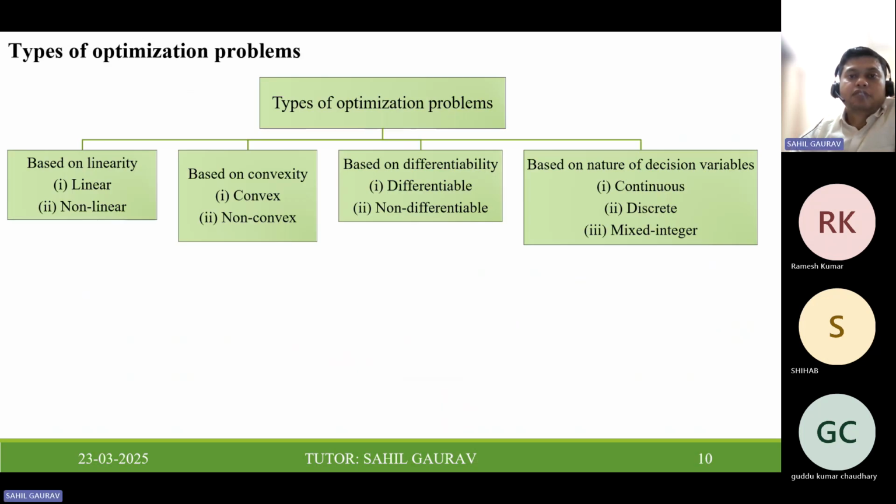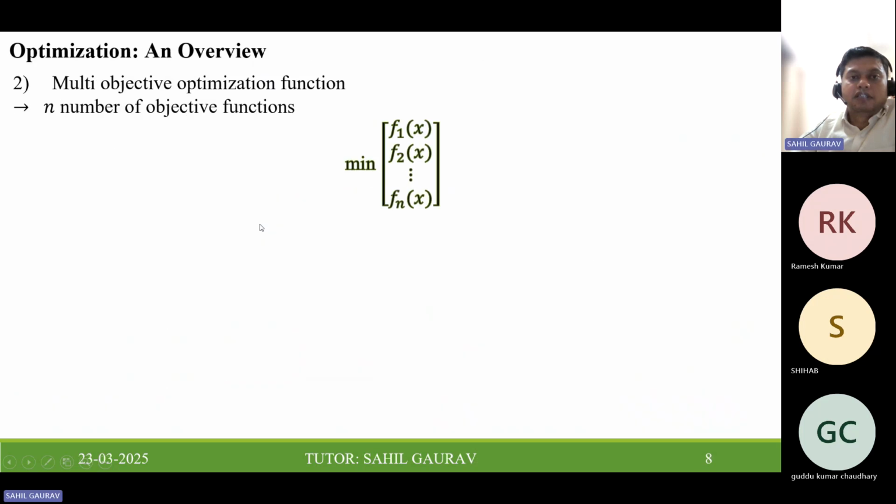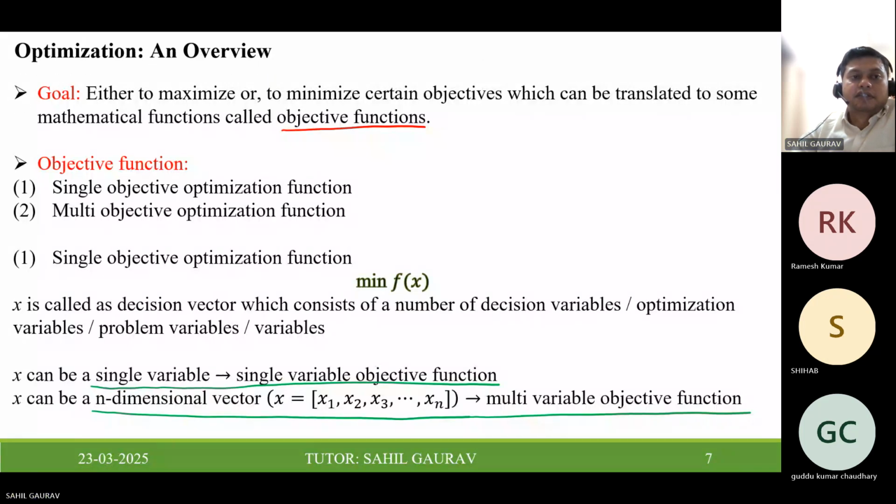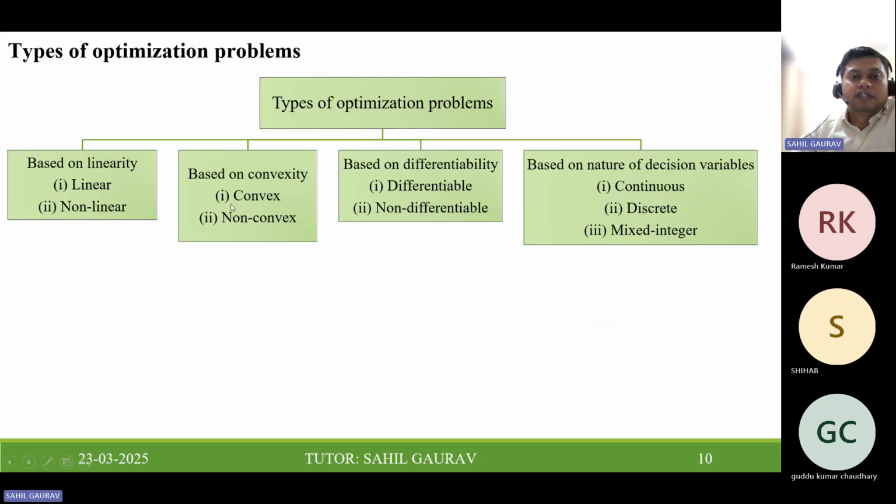Now let us see the types of optimization problems. Based on linearity, convexity, differentiability, and the nature of decision variables, they can be categorized. Based on linearity, we have linear or non-linear optimization problems, depending on the objective function that you need to minimize or maximize. Based on convexity, we have convex or non-convex optimization problems. Based on differentiability, differentiable or non-differentiable optimization problems. And based on the nature of decision variables, we have continuous, discrete, or mixed integer optimization problems.